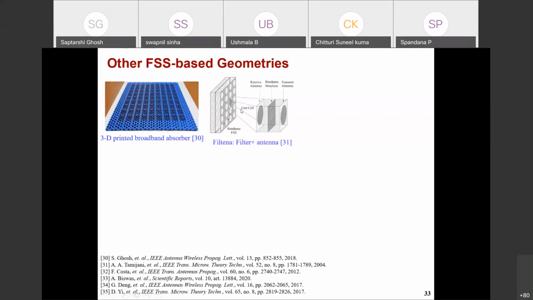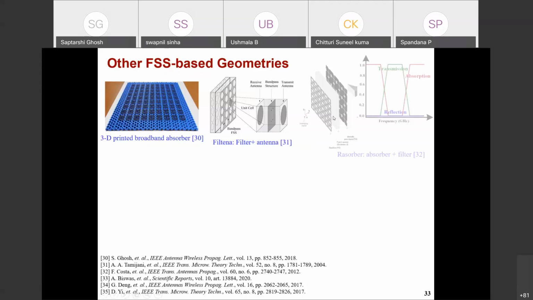Then we can go for the filter concept. This is another concept where you can use the metamaterial concept. This is a combination of filter plus antenna, where we use the filter to selectively receive the signal coming from the other side, or selectively transmit the signal radiating from the antenna. In this way, we can improve the frequency agility of an antenna by using this filter concept. Then we can use the absorber concept, where we combine absorber plus filter. The structure will behave as an absorber for some particular frequency range, while it behaves as a filter for another frequency range.